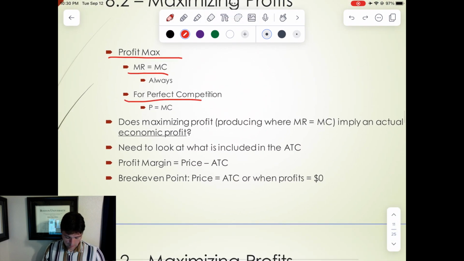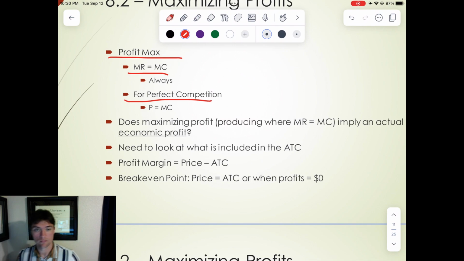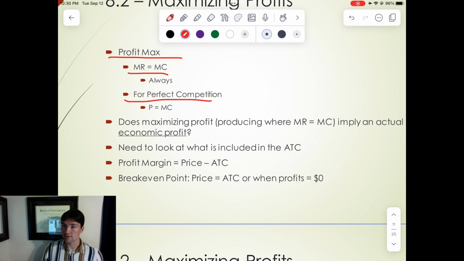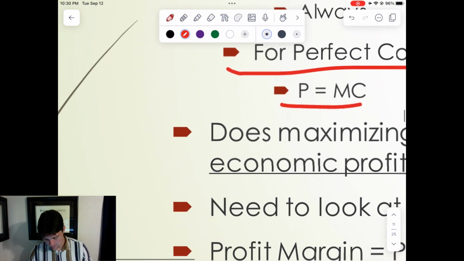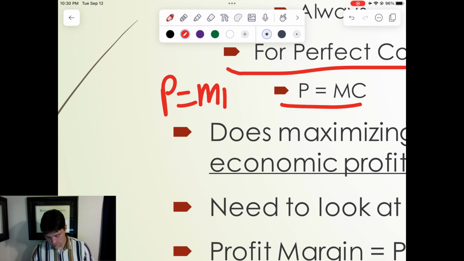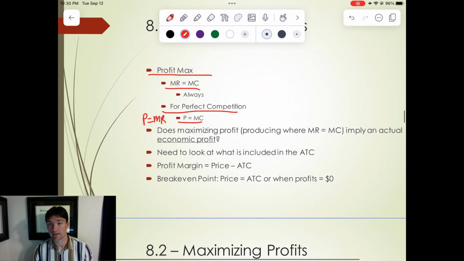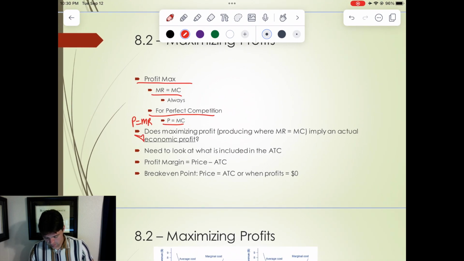So for perfect competition, your marginal revenue is the same as your demand, and that's also your price. So for perfect competition, your price is your marginal cost. And this is because your price is the marginal revenue. So you can get away with that with perfect competition. So does maximizing profit imply actual economic profit?